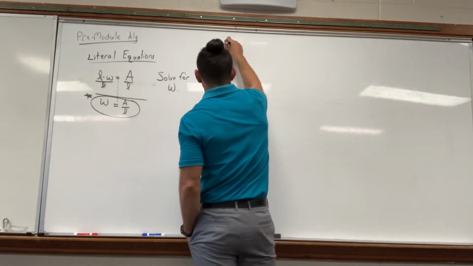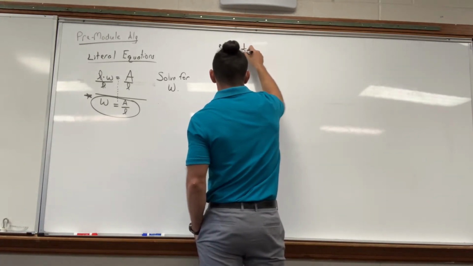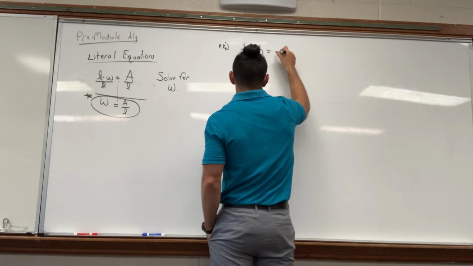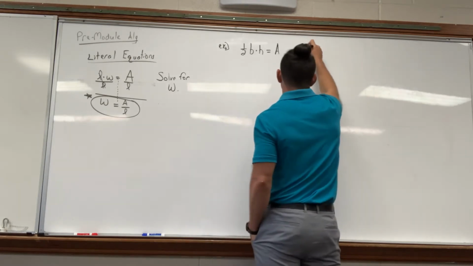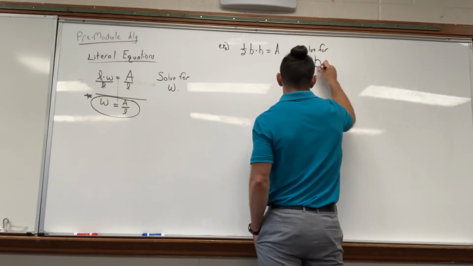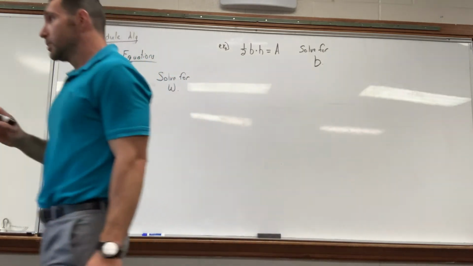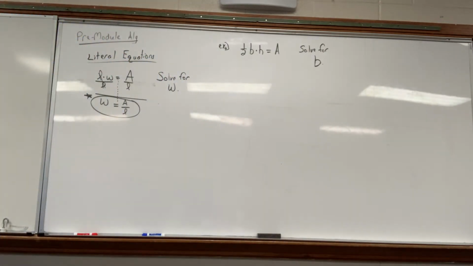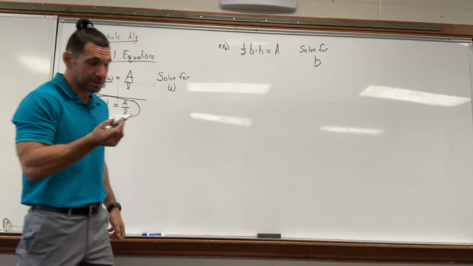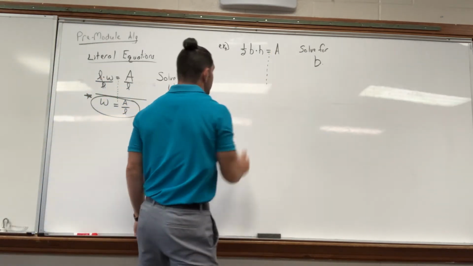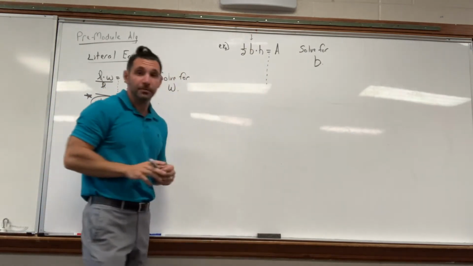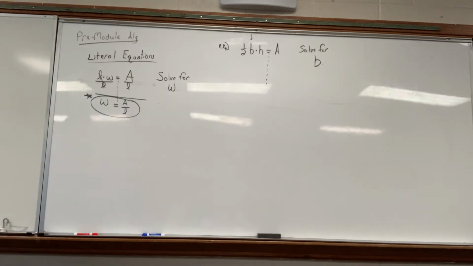Well, let's try something a little bit trickier. Let's go 1/2 base times height equals area. Solve for, let's solve for base. So this is the area of a triangle. And yes, I'm kind of sticking with area for right now because that's the equation that I was able to think of. So we're solving for the base. Same idea. Okay, so we need to isolate the B. That means we have to move everything else besides that.